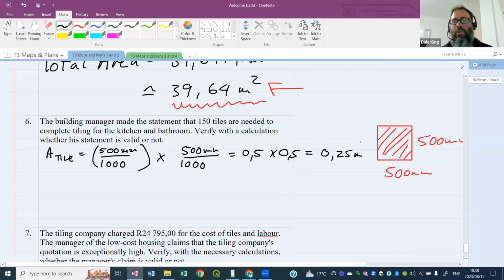Are you all with us? You all see what we're doing here? We are working out the area of the tile. Yes, good. We're working out the area of the tile. Okay, and we see that the tile's area is 0.25 meters squared.